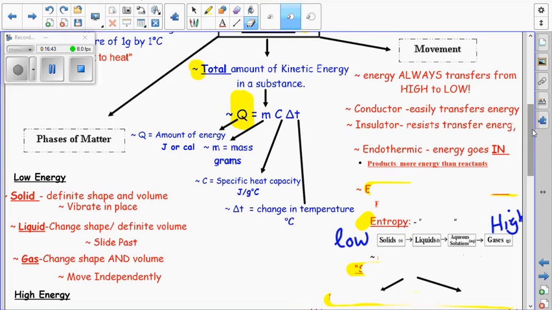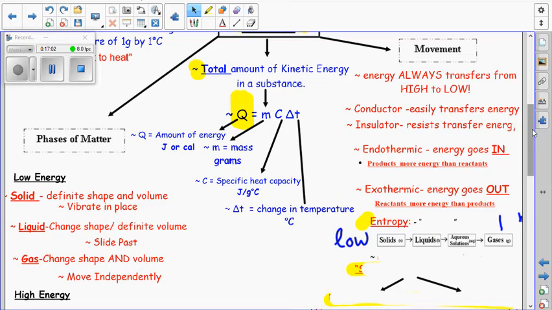Endothermic is when energy goes in or enters the system. The products have more energy than the reactants, which makes sense. The stuff at the end has more energy than the stuff at the beginning when energy enters. Exothermic is the exact opposite. Energy is exiting the system. And this is from the perspective of the system, so always focus on the system. That's the chemicals or the reaction going down.